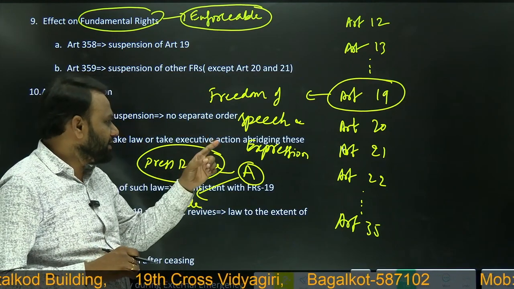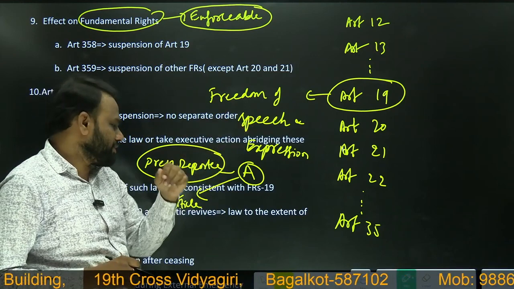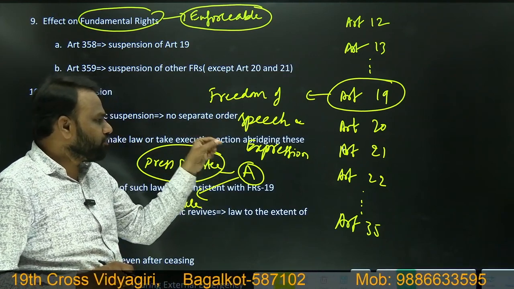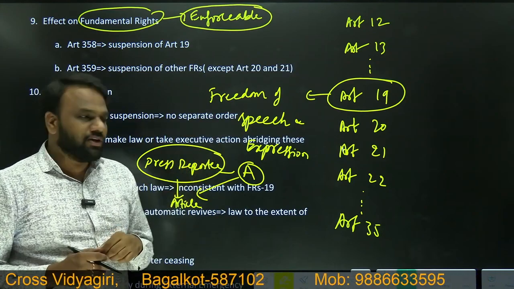Because Article 19 says freedom of speech and expression. So when he wrote an article, it is under what? His freedom of speech and expression. But he was arrested. So what can A do?